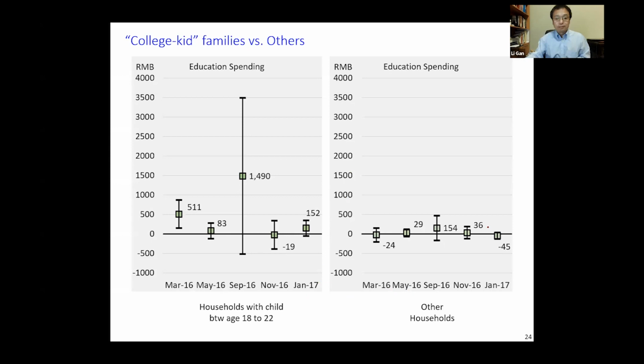All right, so we divide the households into households with a child between age 18 and 22, and other households, which are the smaller, younger kids households. You can see that what mostly happened is those households with relatively older kids, they may go to college or they may go out.